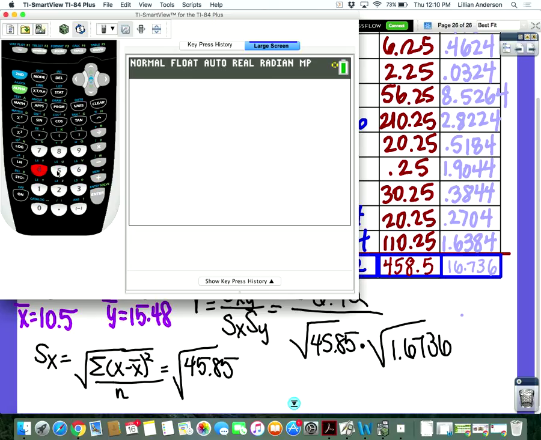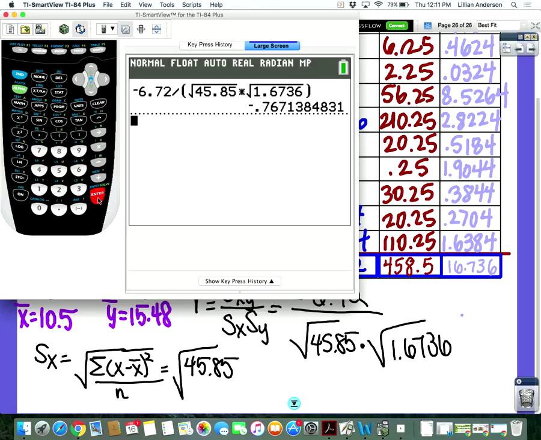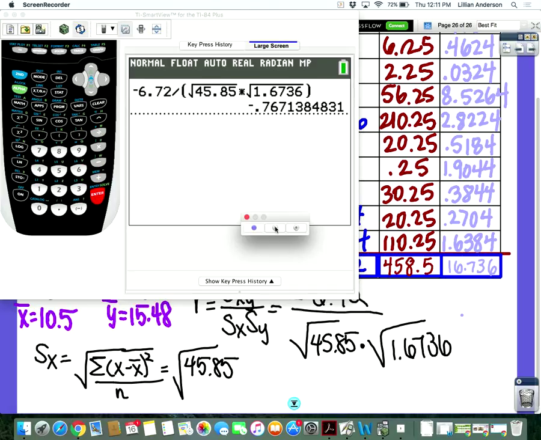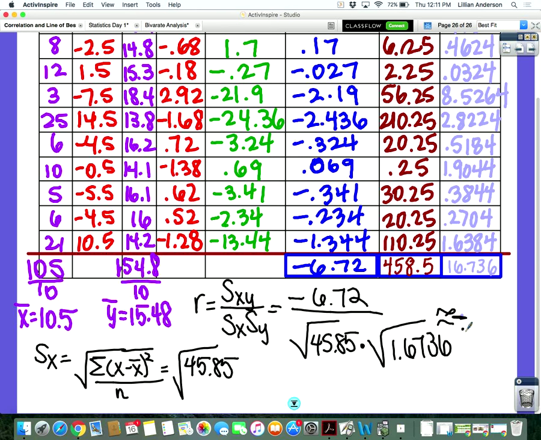If you want to break it up into pieces, that's fine, you can. To find the correlation coefficient. And there is the correlation coefficient. Rounded to three significant figures, it is negative 0.767. And that's our answer for A.